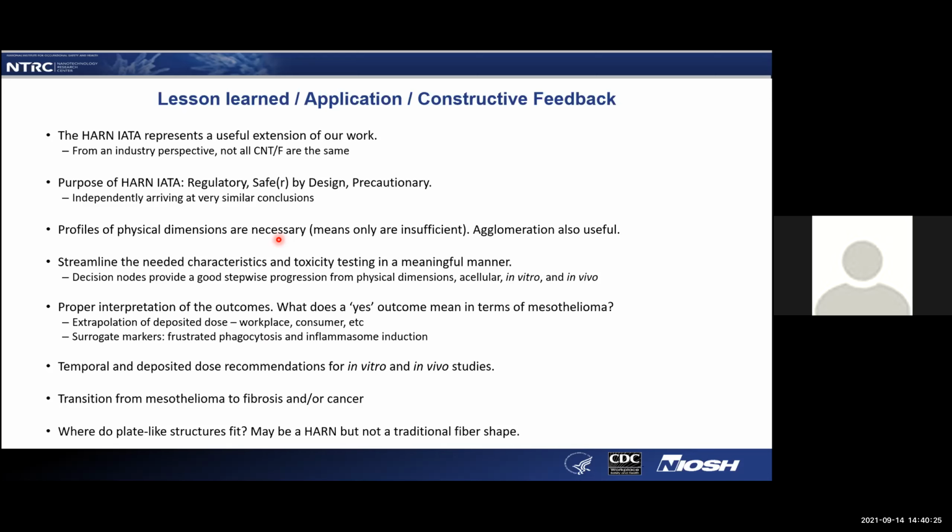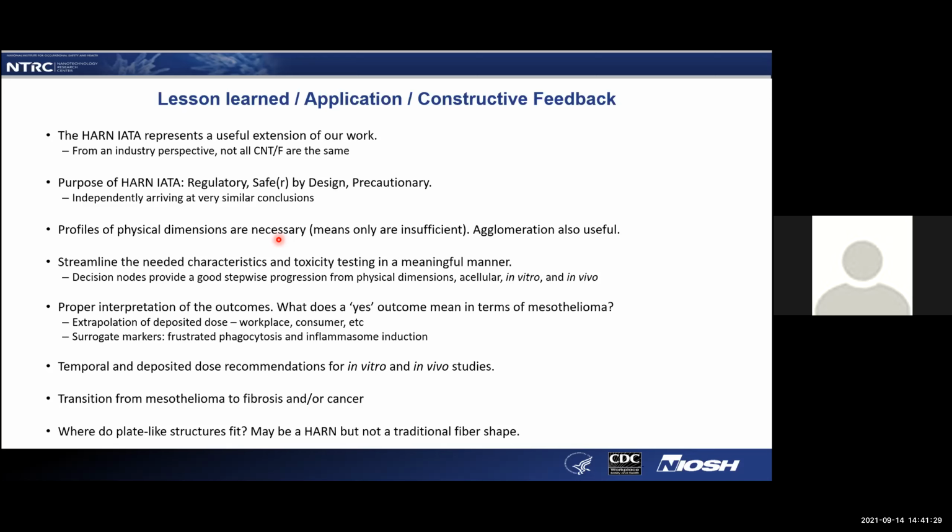As Fiona mentioned, and I think I illustrated pretty well here, and you can find from our publications and our ones that are under review now, that profiles of the physical dimensions are necessary. The means only we found pretty quickly to be insufficient to separate one material from another. And also the agglomeration became useful. When we did the computational modeling with means only, it actually was our new measurement of agglomeration, which was fitting with the toxicity outcomes, as opposed to the means of length or the means of diameter. So agglomeration is also very useful. One thing we found too is this helps streamline the needed characteristics in toxicity testing. Before, we were doing just this enormous battery of physicochemical characteristics, toxicity testing. This really can streamline this into a meaningful manner as well.